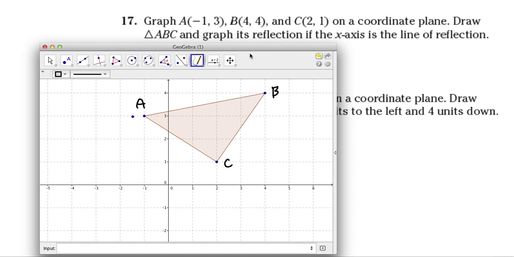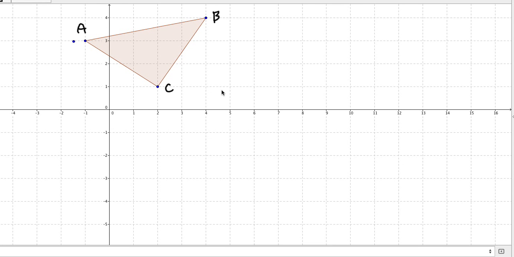It says draw triangle ABC, which we did, and graph its reflection over the x-axis. The x-axis is this line right here. So we're going to reflect it over the x-axis, and let's maximize this first. For you to be able to reflect this over the x-axis, there are a few ways to do this. It says reflect it over the x-axis, so all you need to do is get a mirror image of that triangle over the x-axis.